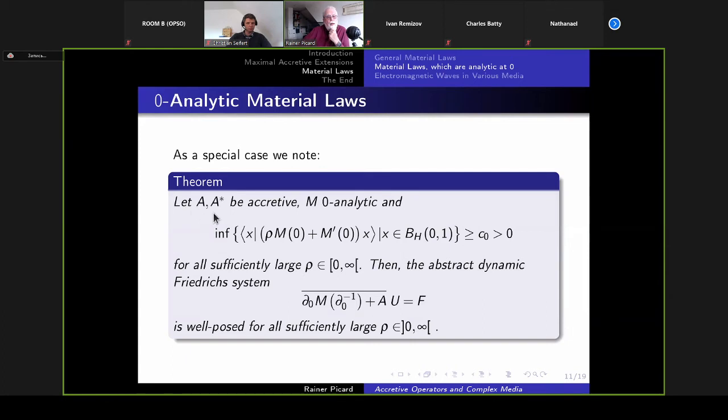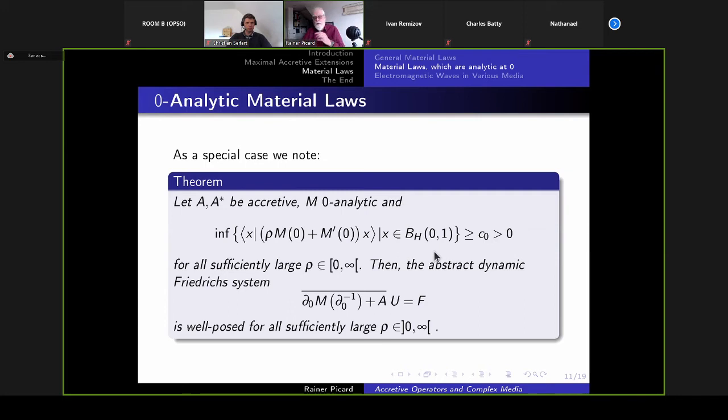And then we end up with a special version of this general statement of earlier on. So if we have that A and A star are accretive, that is, A is M accretive, and M is zero analytic and satisfies this condition, slightly reduced compared to the earlier one, I only need to know M of 0 and M prime of 0. So it's rho times M of 0 plus M prime of 0, product with X on both sides. For X in the unit ball, then this needs to be positive.